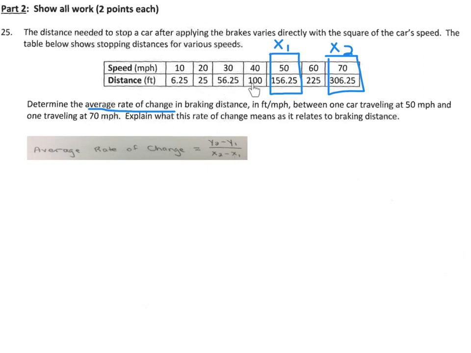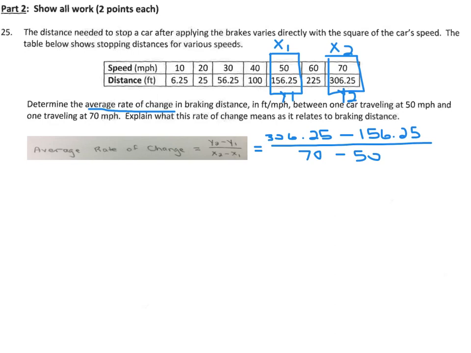And this second row right here is our y values. So I'm going to label this y1 and y2. So we're just going to plug it in the formula. Okay, so y2 would be 306.25, and y1 would be 156.25. And then x2 is 70, and x1 is 50.